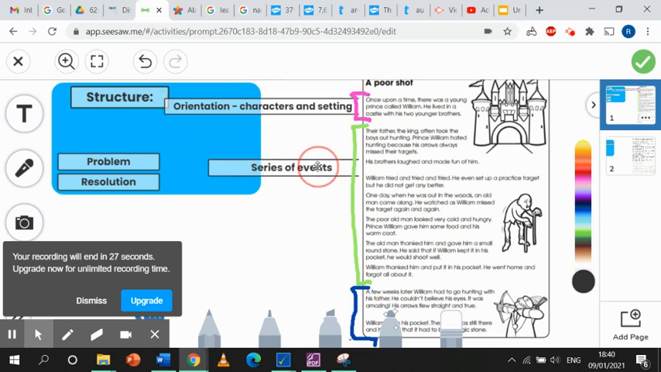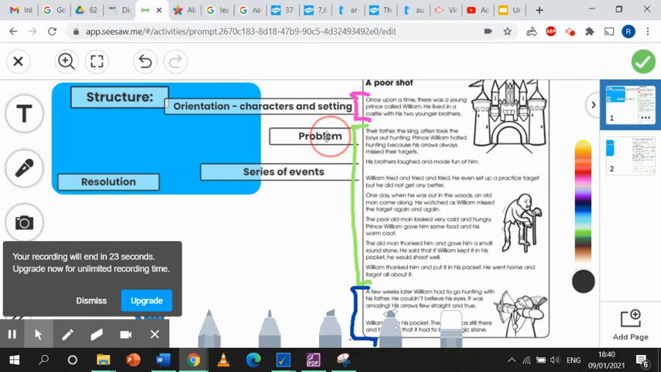Now, this is a series of events, isn't it? And also, there's a problem. The problem here is that he can't shoot the target very well. He's not hitting it very well. So that's his big problem.